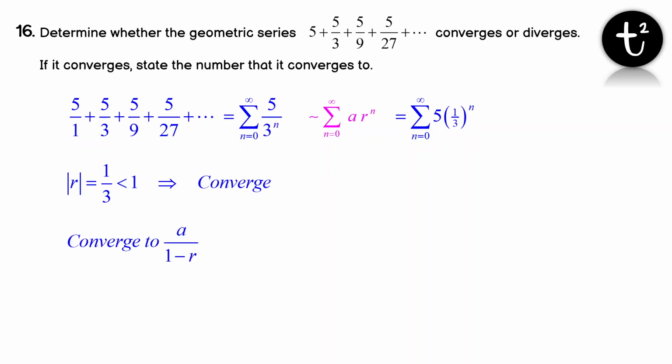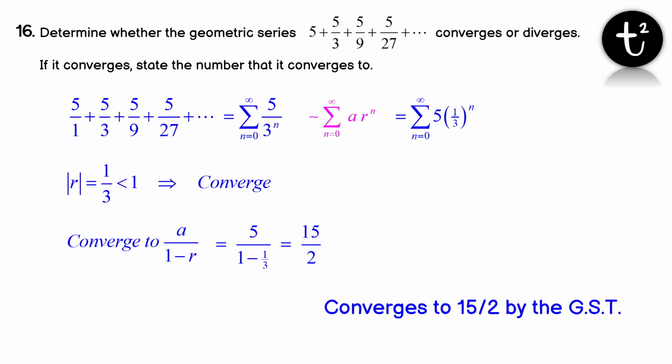And it converges to a over 1 minus r. So for our problem, that's going to be 5 divided by 1 minus 1/3. This is equal to 15 over 2. So this series converges to 15/2 by the geometric series test.